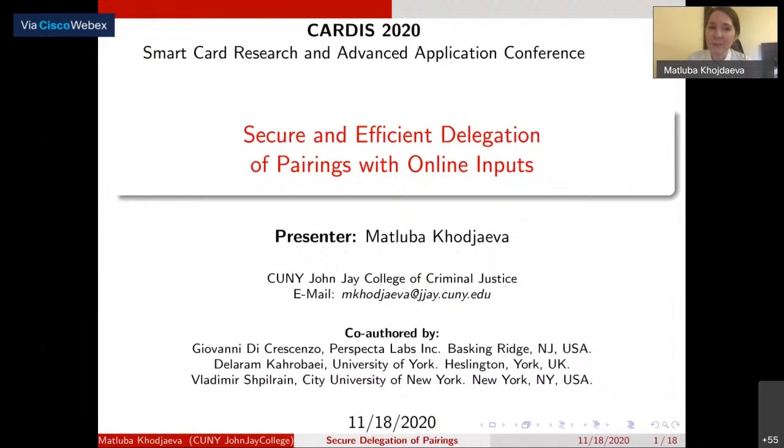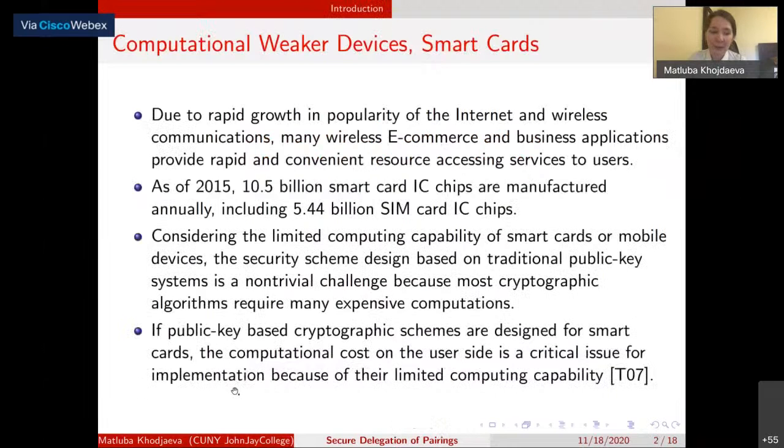I would like to introduce our paper, Secure and Efficient Delegation of Pairing with Online Inputs. This is joint work with Giovanni Di Crescenzo, Delaram Kahrobai, and Vladimir Shpirlin. Now, let's consider computationally limited devices like smart cards. Implementing public key systems in computationally weaker devices is a challenging problem, because most public key cryptosystem algorithms require expensive computation, like pairing or exponentiation. In this paper, we propose protocols for computationally weaker devices to delegate securely, efficiently, and privately computationally expensive functions like pairing to a single, possibly malicious server.